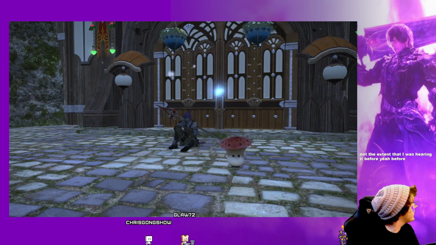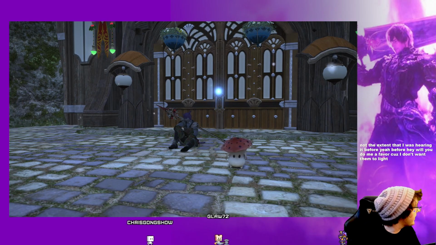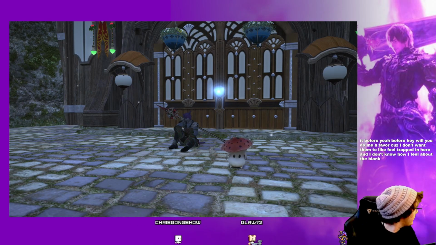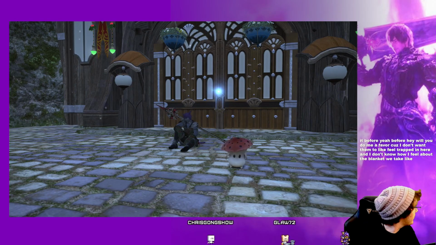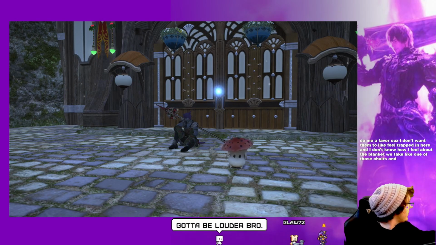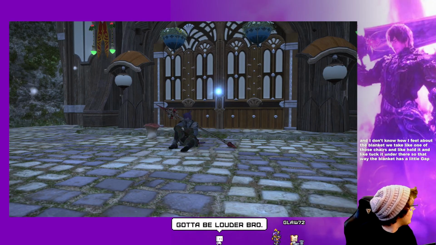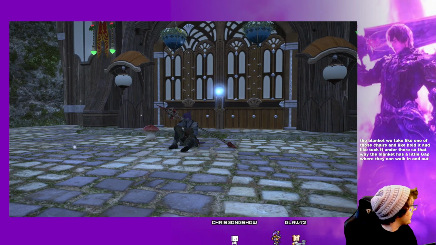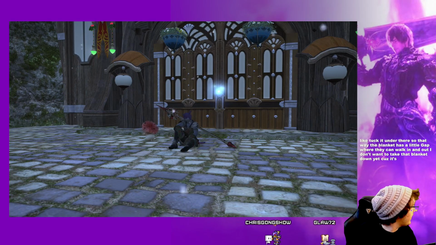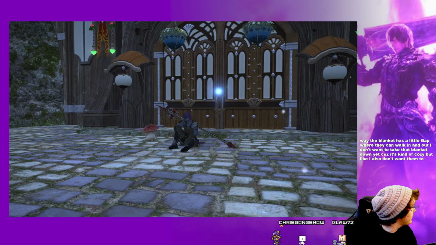Hey, will you do me a favor? I don't want them to feel trapped in here, and I don't know how I feel about the blanket. You take one of those chairs and hold it and tuck it under there, so that way the blanket has a little gap where they can walk in and out. I don't want to take that blanket down yet, because it's kind of cozy, but I also don't want them to feel trapped in here. You know?